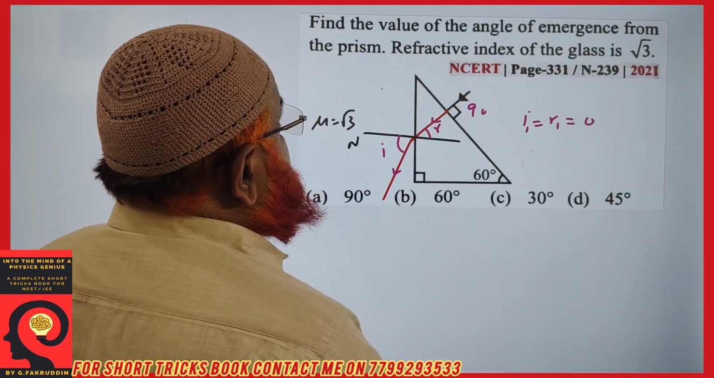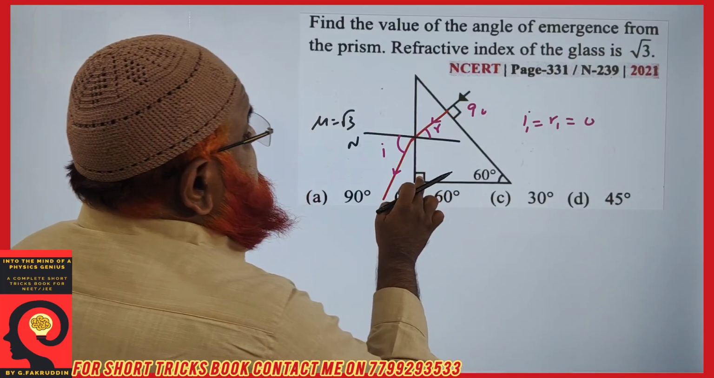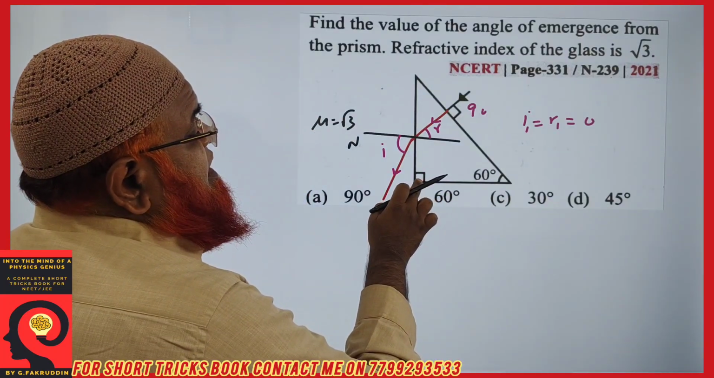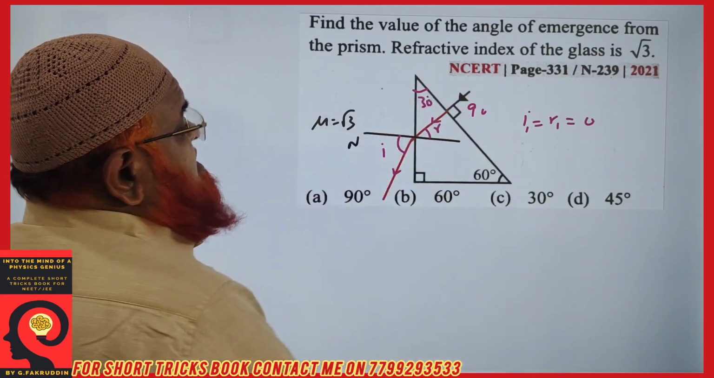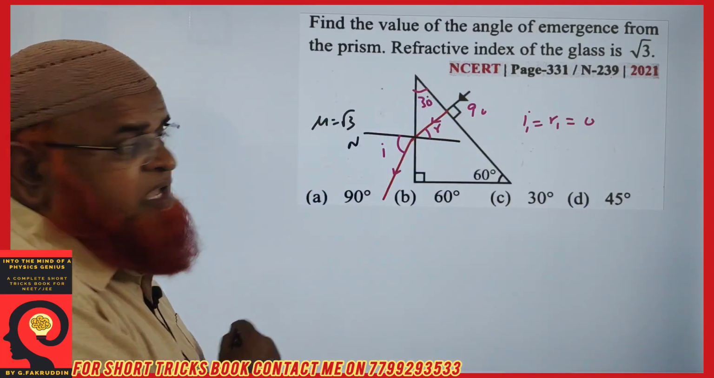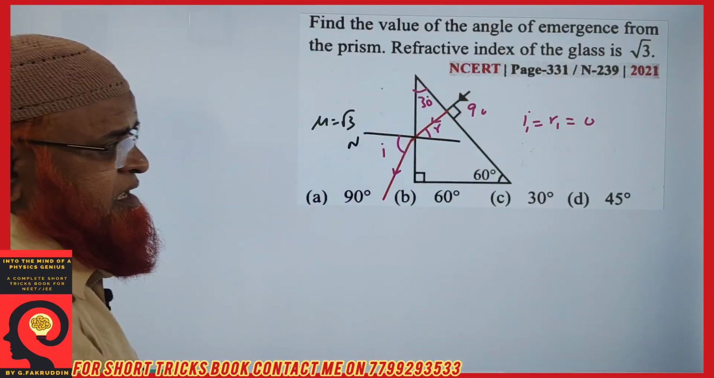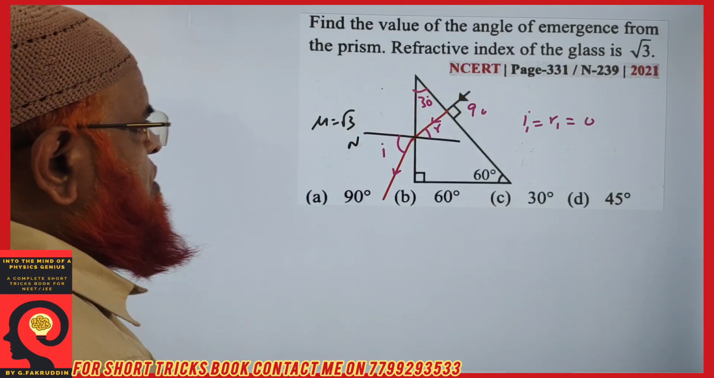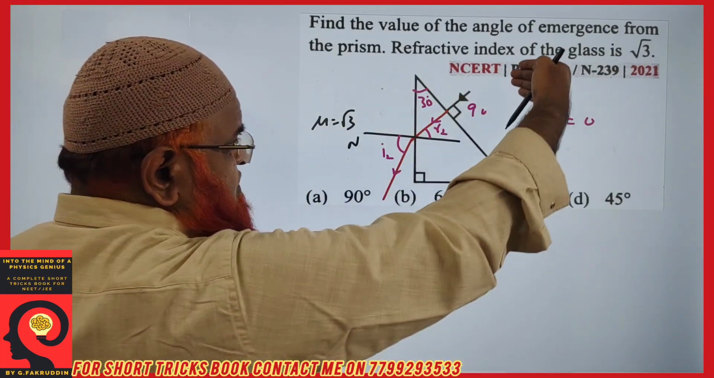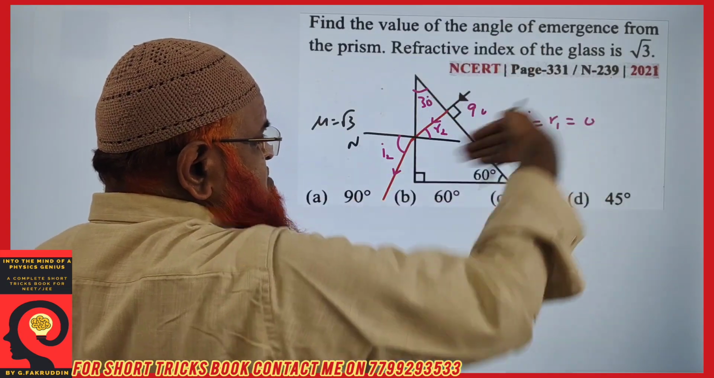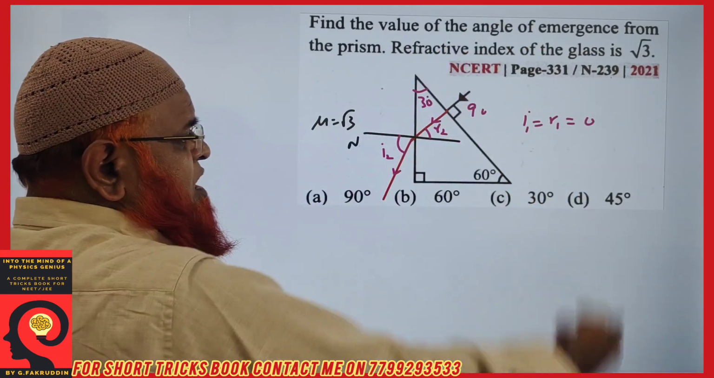Now what is going to happen? Let us see. This is 60 degrees and this is 90, am I right or not? This is 60, this is 90, so what is this? 30 degrees, by the angle sum property: 90 plus 60 plus 30 is 180. So that angle we also came to know. And this is R2 and this is I2, let us say, because first it is coming from this side, so I1, R1 is 0. Entering the second side, I2, R2 we have to find out here.